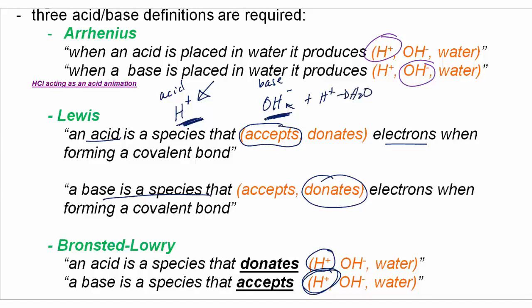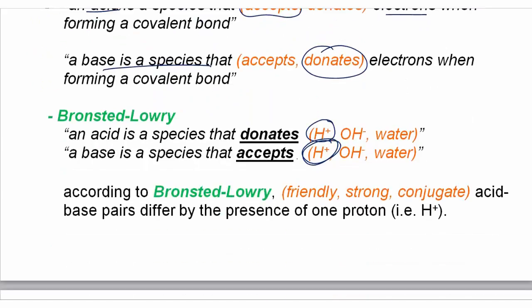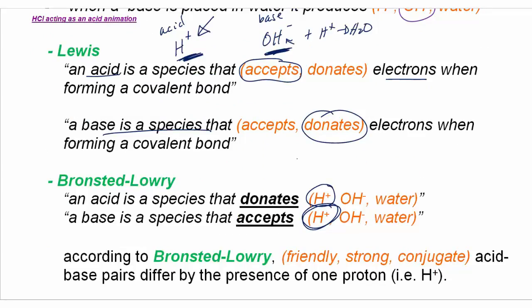So that would make hydroxide a Bronsted-Lowry base. According to Bronsted-Lowry, conjugate acid-base pairs differ by the presence of one proton. Here's a good example: hydroxide and water. They just differ by one H+. They're called conjugate acid-base pairs.